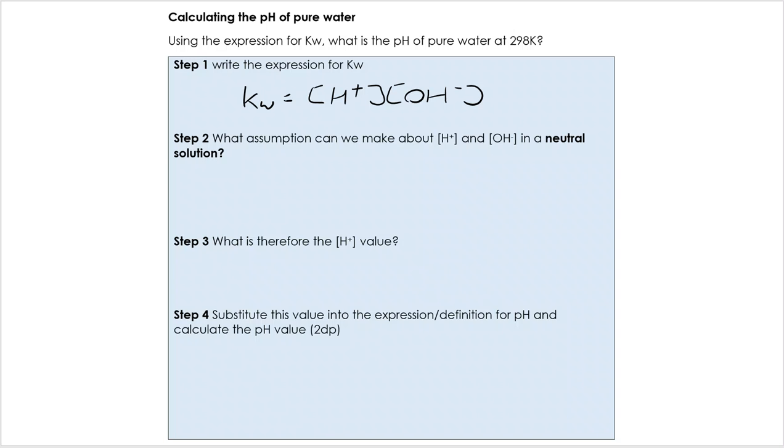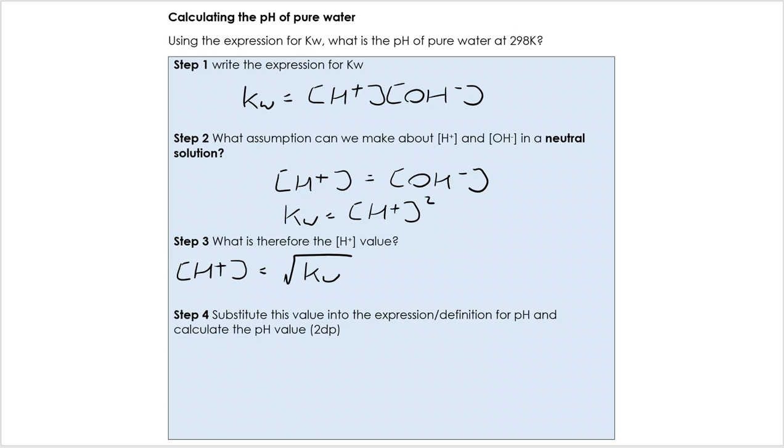Let's start with the expression for Kw from last video, [H+][OH-]. If we've got a neutral solution, then we can actually assume that the concentration of H+ equals the concentration of OH-. We don't have an excess of either, which is what would actually take us away from neutral. So that means that we could rewrite Kw as [H+] squared. And that further means that we can write [H+] as root Kw.